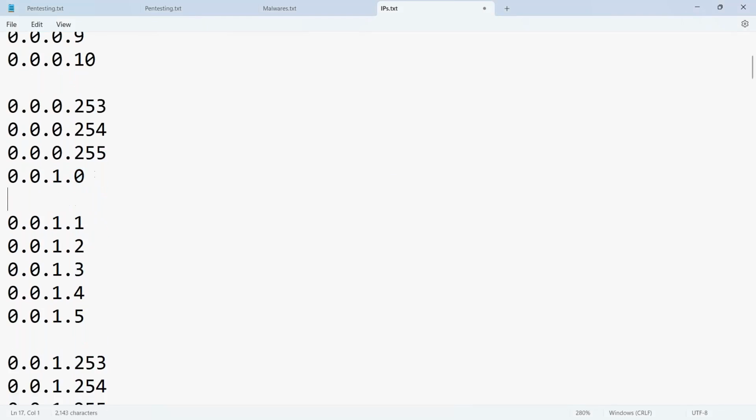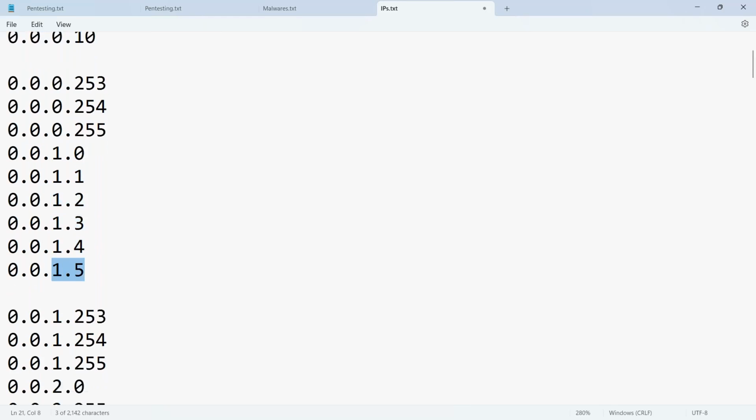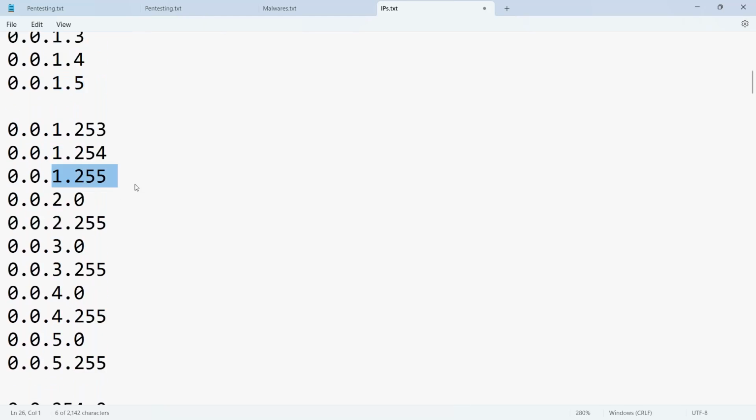Now don't make the mistake of going to 0.0.2.0. That would be wrong again. Remember rule number 1: always increment the rightmost octet first. So after 1.0, you have 1.1, then 1.2, 1.3, 1.4, 1.5, and it goes on all the way up to 1.255.